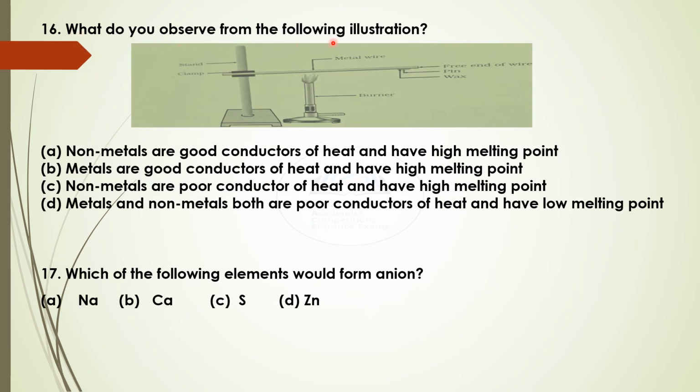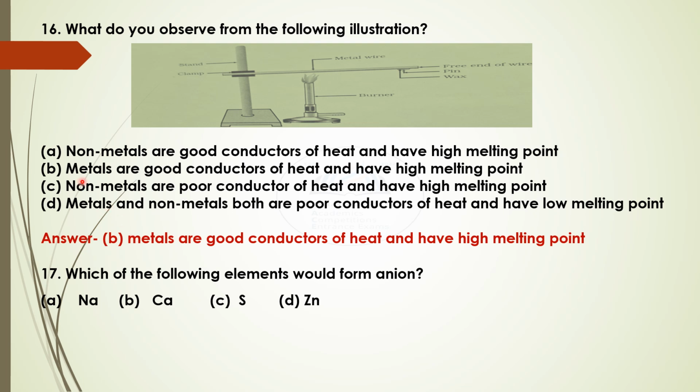Question 16. What do you observe from the following illustration? See this: stand, metal wire, burner, free end of wire, pin, wax. These are the 4 choices. Go through them and give your choice a thought. Correct choice is B. Metals are good conductors of heat and have high melting point.